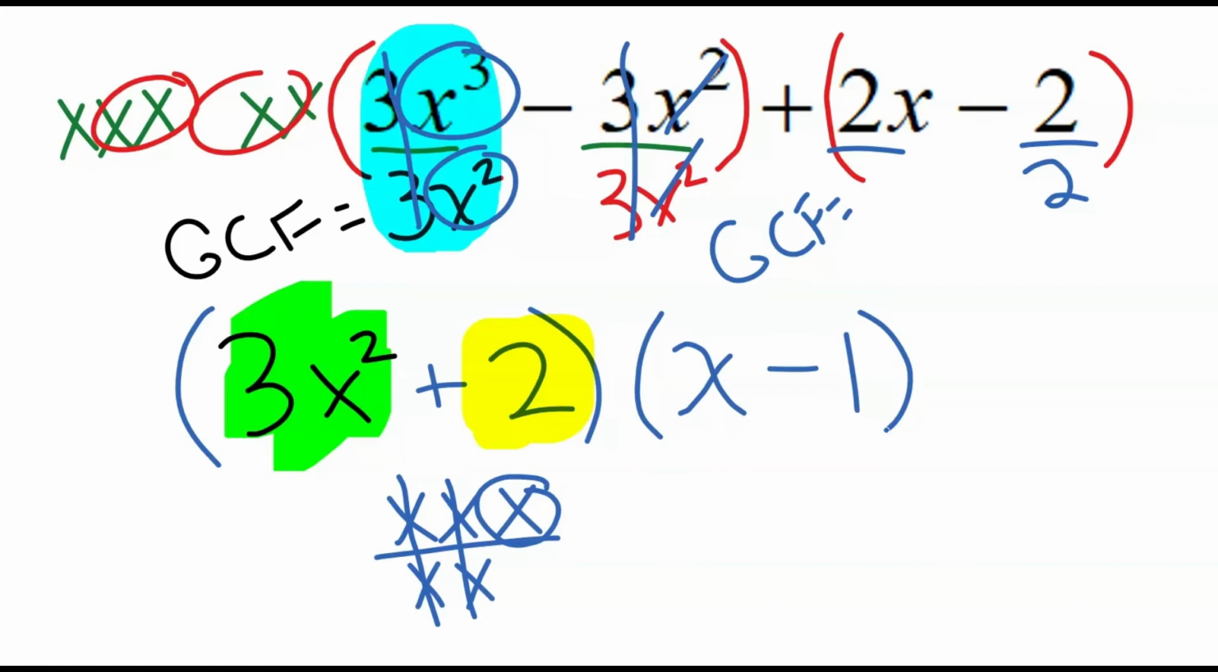And the same thing happens over here. When I reduce these fractions, the 2's cancel, just leaving me with an x. And over here, negative 2 divided by 2 gives me negative 1.